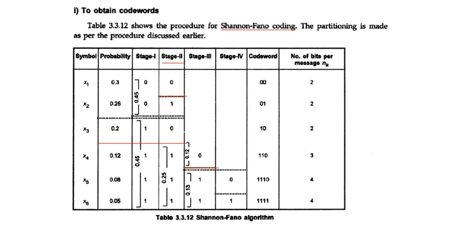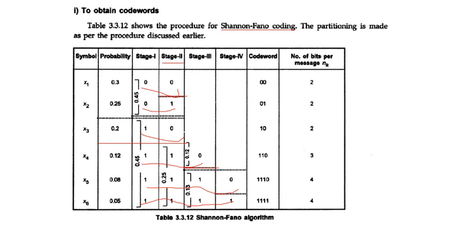The code word corresponding to x1 is 0 0, x2 is 0 1, x3 is 1 0, x4 is 1 1 0, x5 is 1 1 1 0, and finally x6 is 1 1 1 1. So the code word length of x1 is 2, x2 is 2, x3 is 2, x4 is 3, x5 is 4, and x6 is 4.